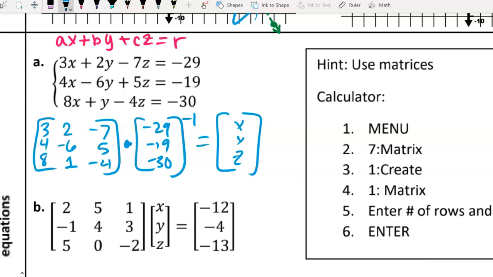After you get your second one, you're going to click out of the matrix again. You'll use the little caret button on the left. It's 2 buttons below the control, the gray control button. And you'll say negative 1. And then you'll hit enter.